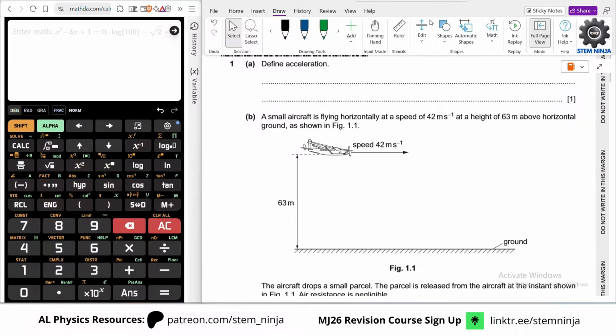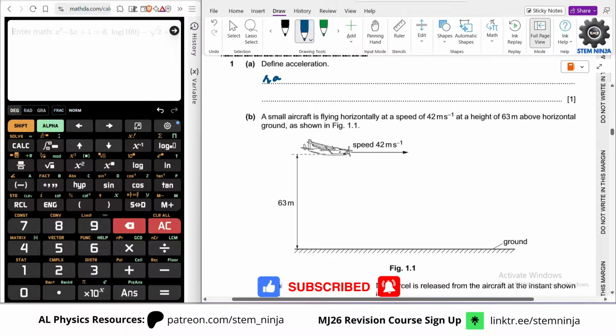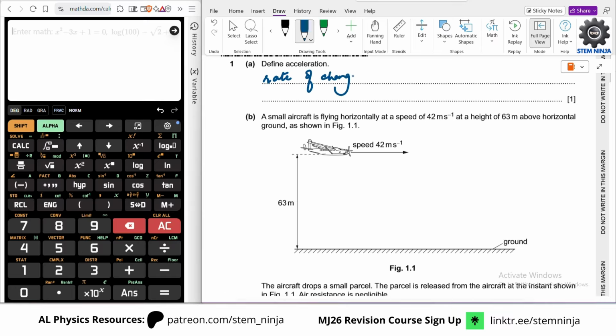Question number 1. Define acceleration. So this definition is very straightforward. It's basically just rate of change of velocity with respect to time.